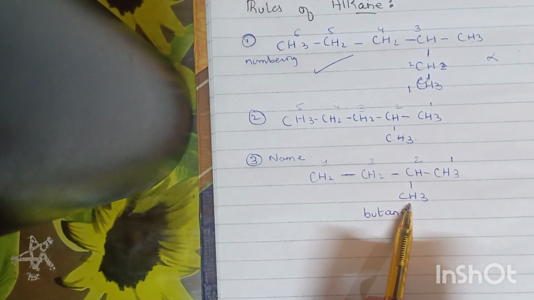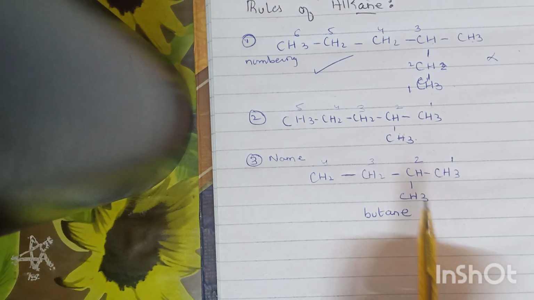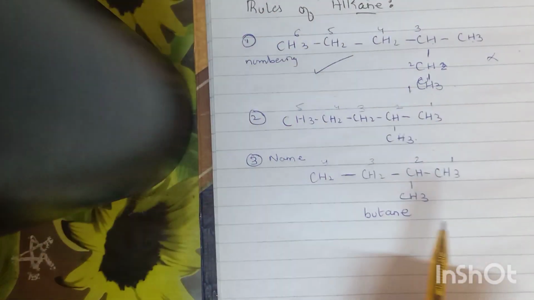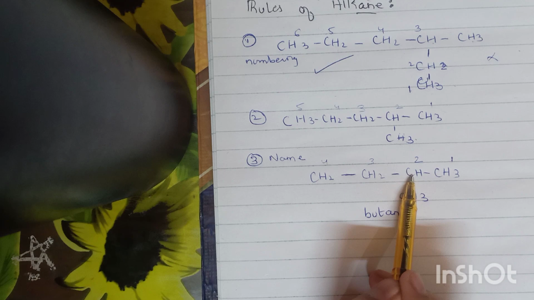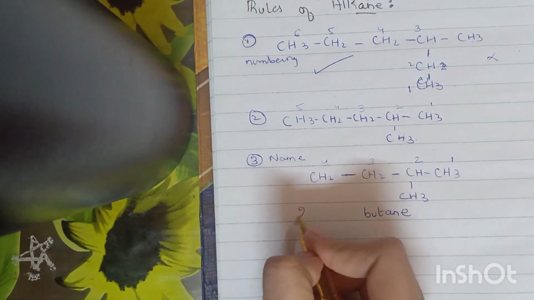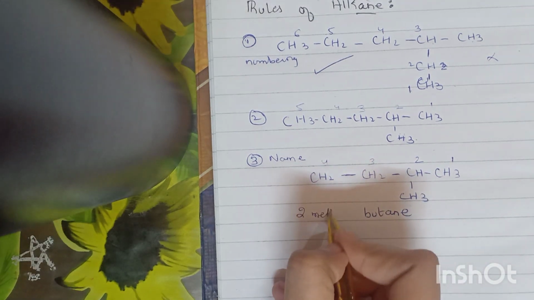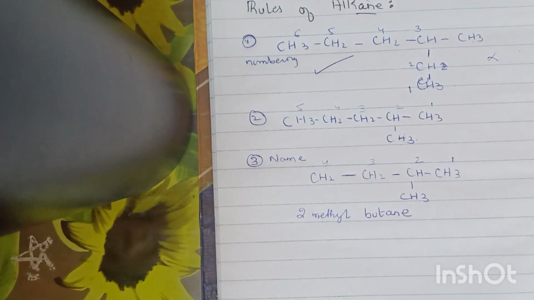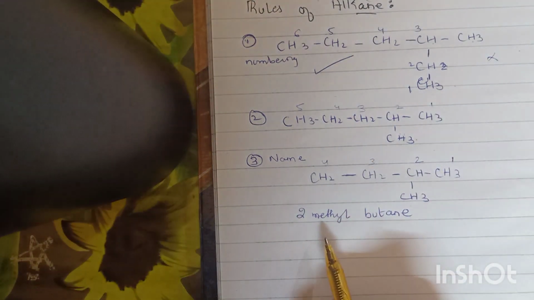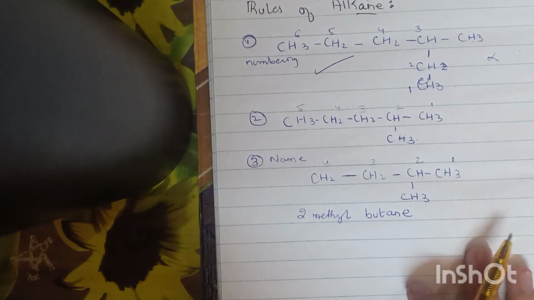And what is this? This is methyl. CH3 is called methyl, right? So here it is closer, so on which carbon is it? It is on the second carbon, right? So it will be 2-methyl butane. Look, this is very easy. Here you just have to give the numbering and the name, right?